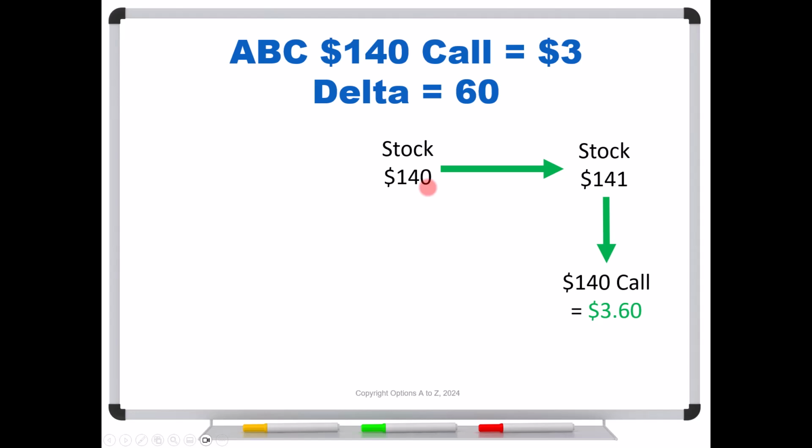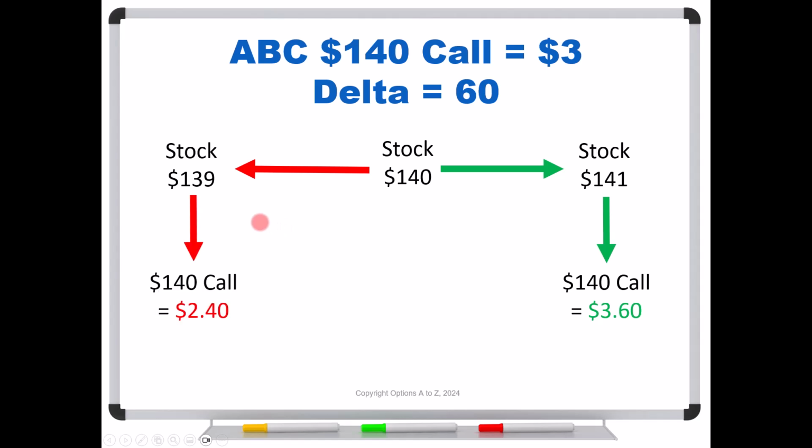On the way down, we can work it in reverse too. If the stock falls a buck to 139, that's a $1 decrease. So we should pick up 60% of that decrease and therefore lose 60 cents. We would expect that this $3 call should be trading for about $2.40.